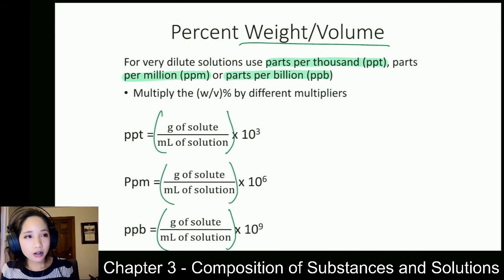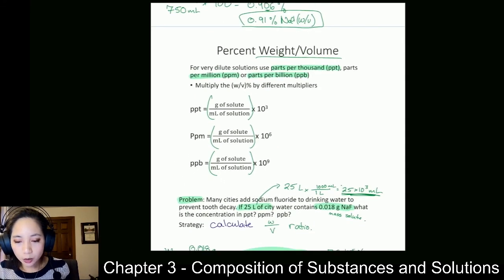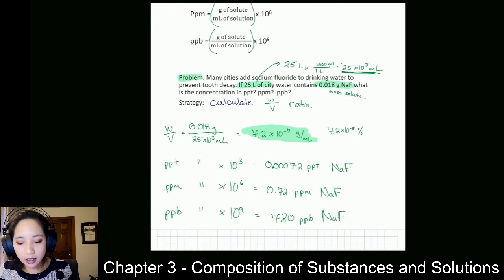All right, so that concludes composition of solutions. This is where midterm 1 will stop. I will be posting numerous practice problems for you and a practice midterm for you to practice the skills that we've learned in the past 3 chapters. And then the next section will be chapter 4, where we will be going over chemical reactions.